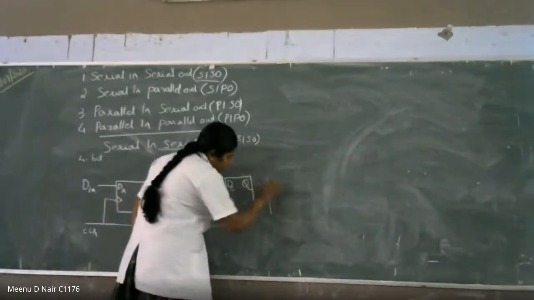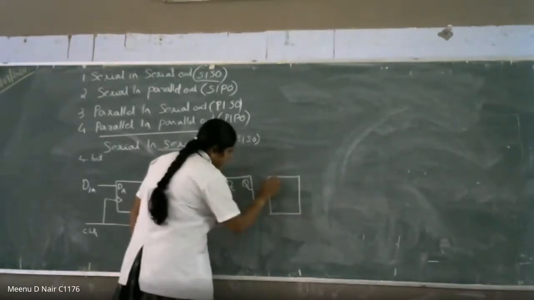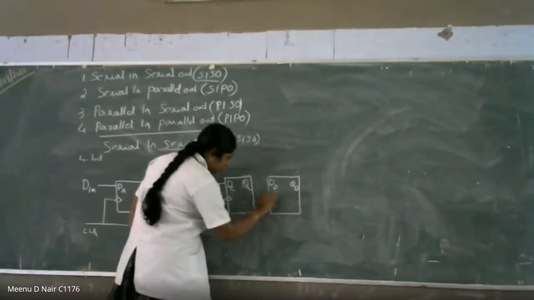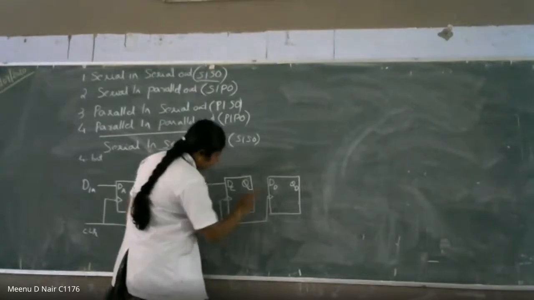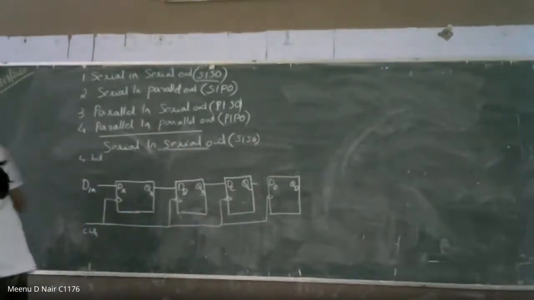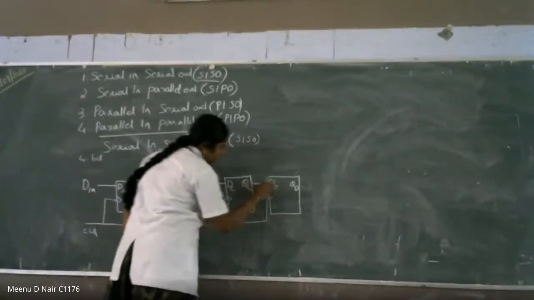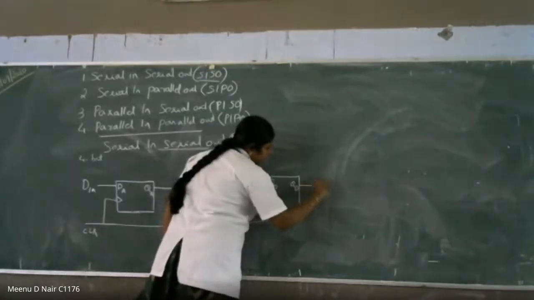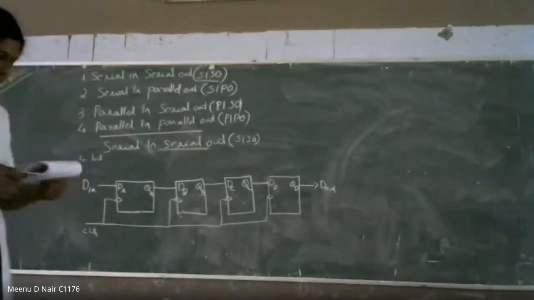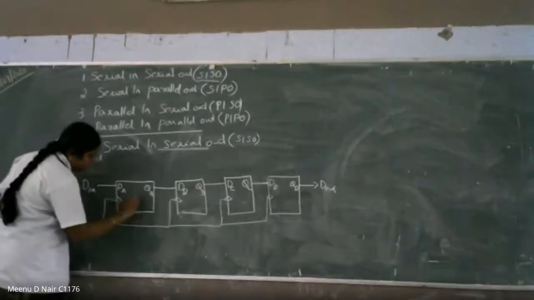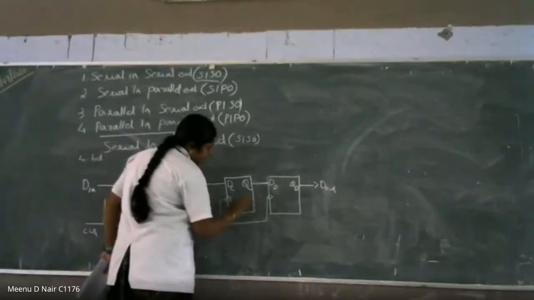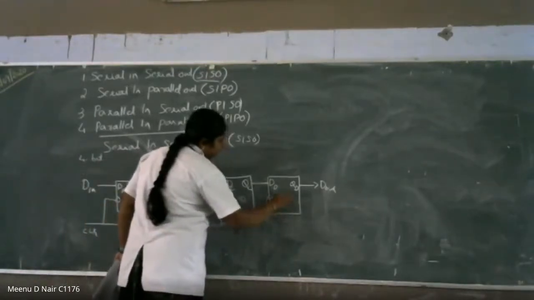Then the next one is DD and QD, and the same clock you connect here. The output of QC is connected to DD, and here you can take the data out. Okay, the diagram is fine. You can name it: this is your A flip-flop, this is your B flip-flop, this is your C flip-flop, and this is your D flip-flop.